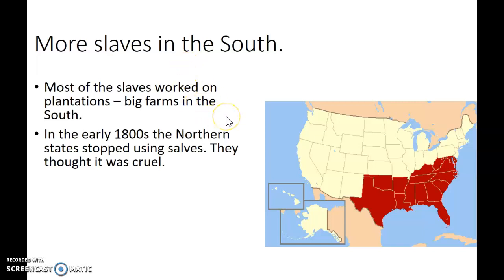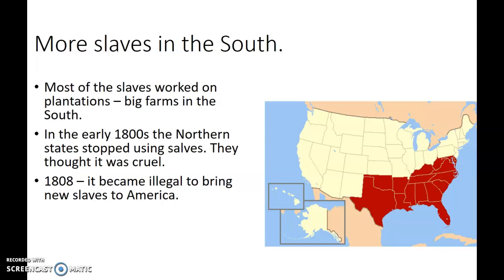And in the early 1800s, northern states stopped using slaves. These were the northern states back then, and in the early 1800s, they stopped using slaves because they thought it was cruel, stygt og slemt, og ikke riktig da, så nordstatene sluttet å bruke slaver tidlig på 1800-tallet, mens sørstatene fremdeles gjorde det. But in 1808, it became illegal to bring new slaves into America. And so it stopped altogether in the north, and former slaves were set free.